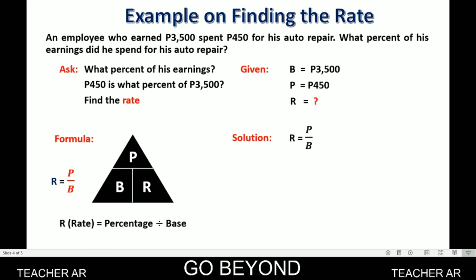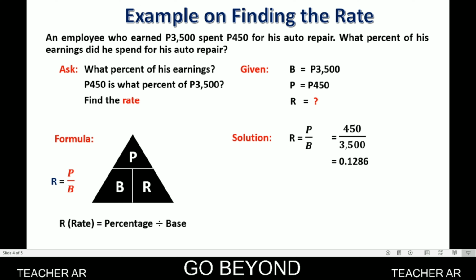So our equation again is rate is equal to percentage over base. Our percentage is 450 while our base is 3,500. So we are going to substitute the given to the formula. So our percentage is 450, so 450 over the base, which is 3,500. So use your calculator now. Simply divide 450 divided by 3,500.